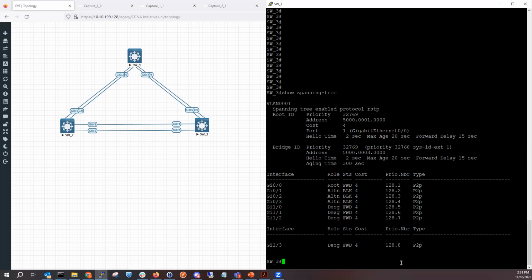And if we look at gigabit 0/1, that is in an alternate state. It's blocking. If we go to gigabit 0/2, that is also blocking, in an alternate state, an alternate being a backup to the root. If we look at gigabit 0/3, that is also in an alternate state. Why are these all in the same state?